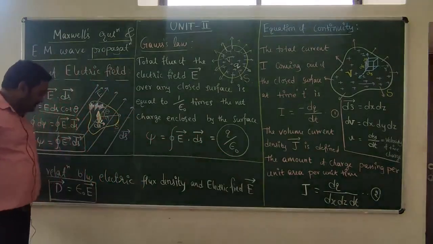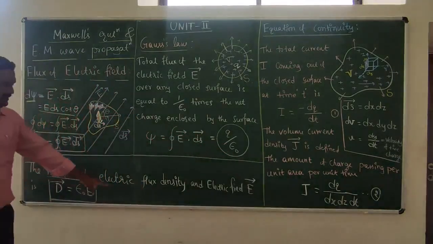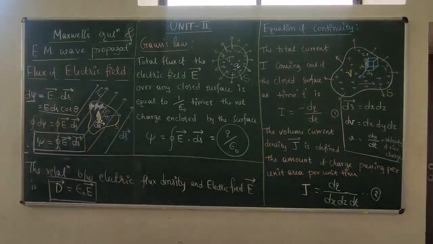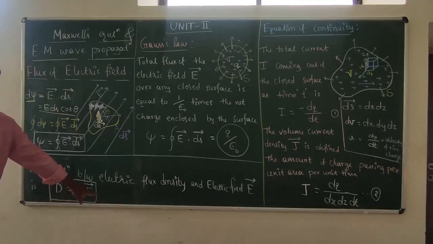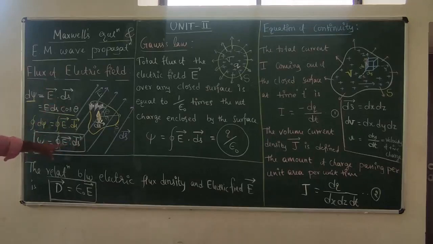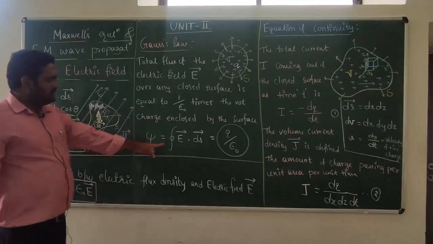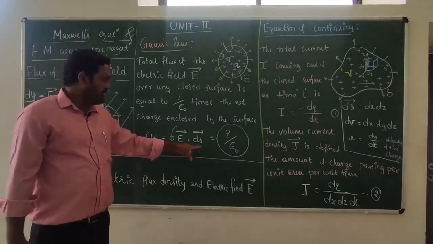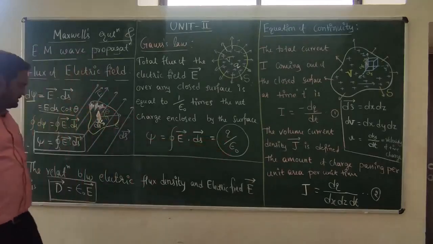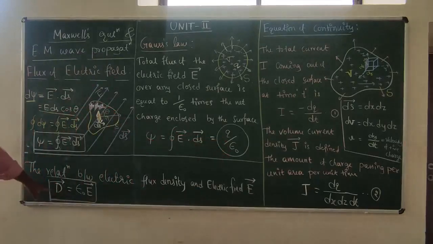And the third important point one should know is the relation between electric flux density and electric field E. That is D, the electric flux density, which is equal to epsilon naught times E, the electric field. So you should know these 3 points: first, how to define electric flux, psi equal to the closed surface integral of E dot ds; second, Gauss law, the closed surface integral of E dot ds equal to Q by epsilon naught; and the relation between electric flux density and electric field, D equal to epsilon naught E.